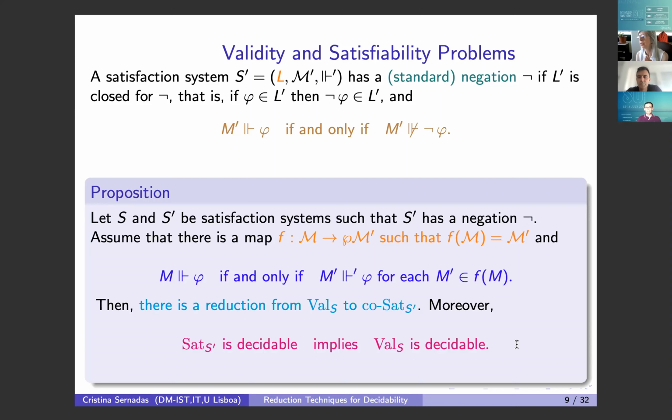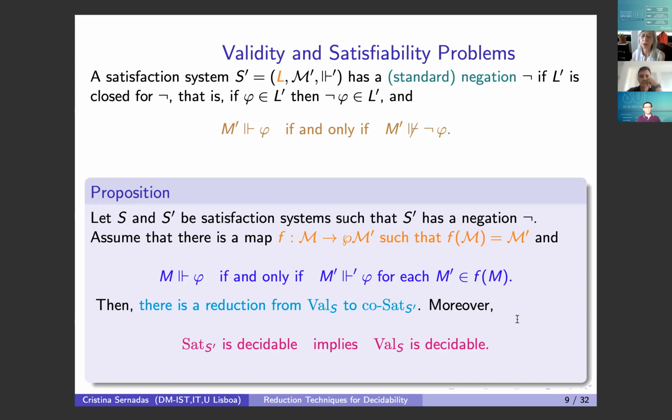Please observe that in logic, there are many negations. You have classical negation, which appears, for example, in propositional logic, and you have intuitionistic negation, which is different, and you even have paraconsistent negation, which is even different. So what is the intention now? The intention is the following. I can provide a condition that will tell me that the validity problem of S is decidable, providing that the satisfiability problem over S prime is decidable.